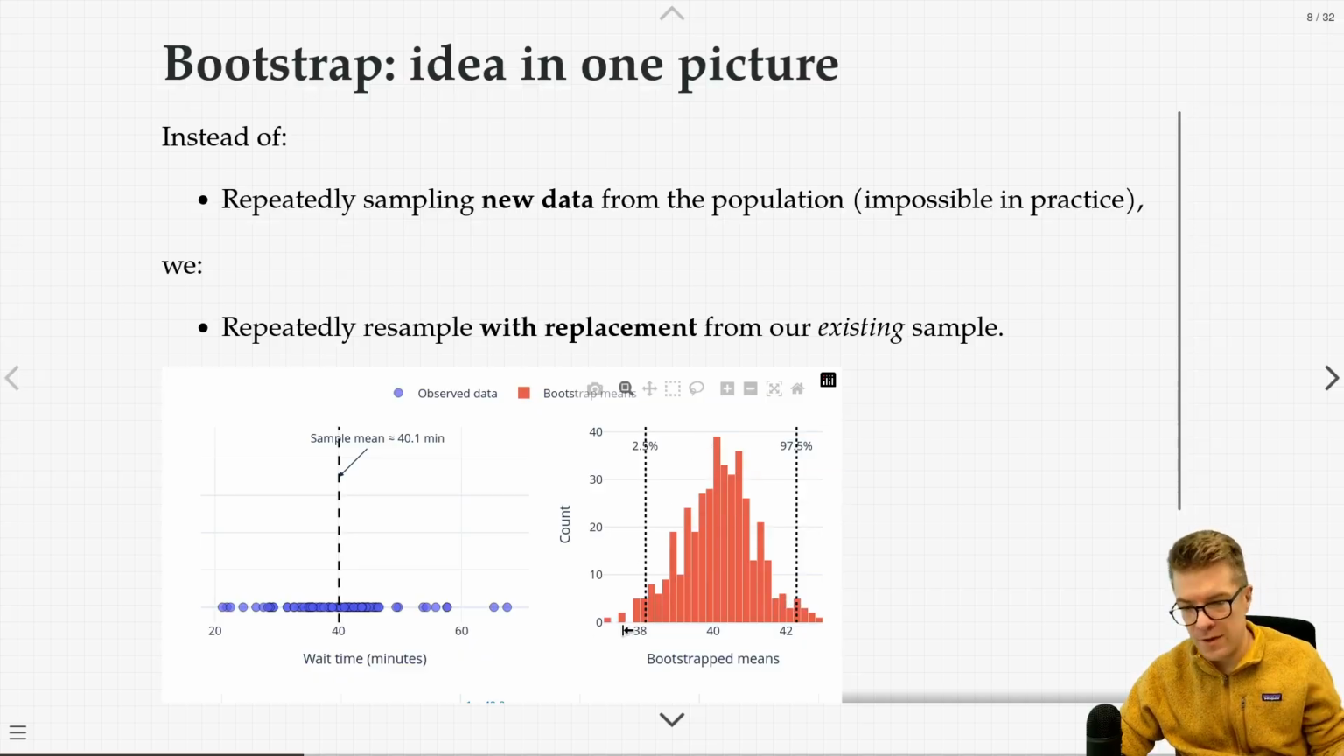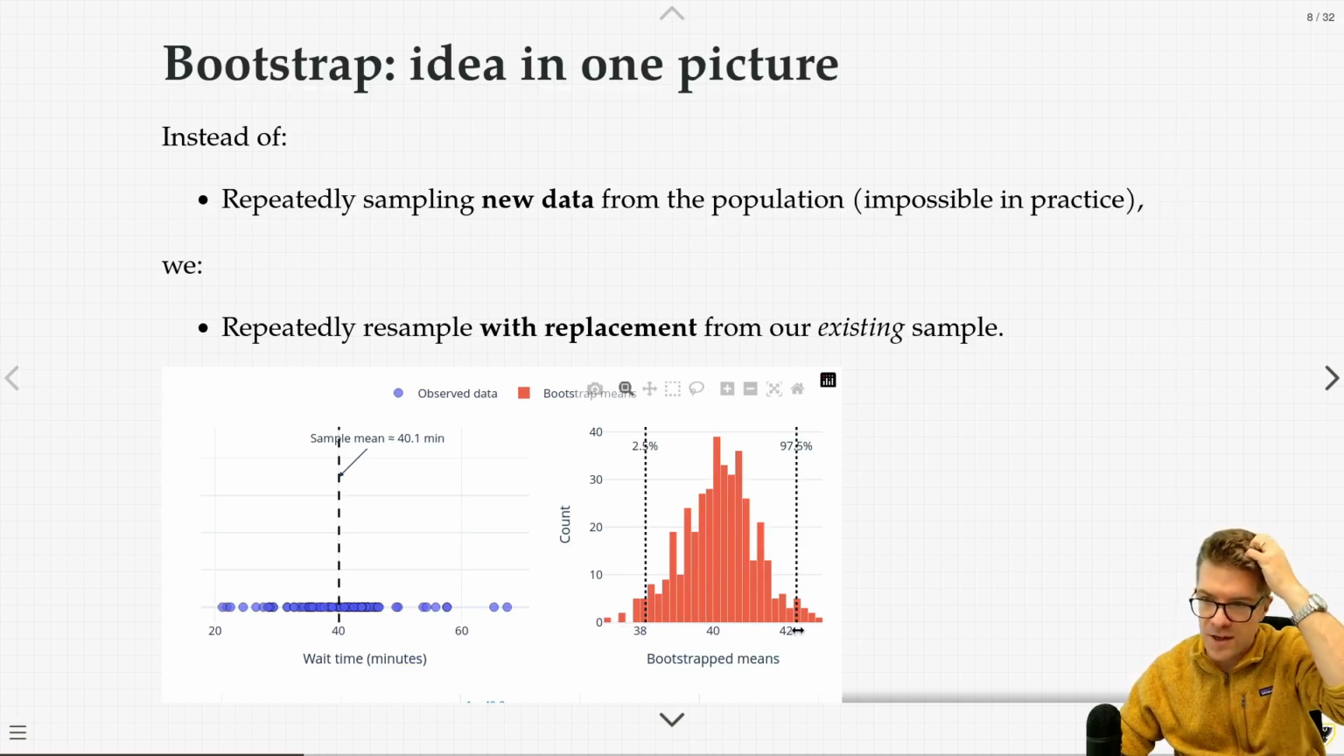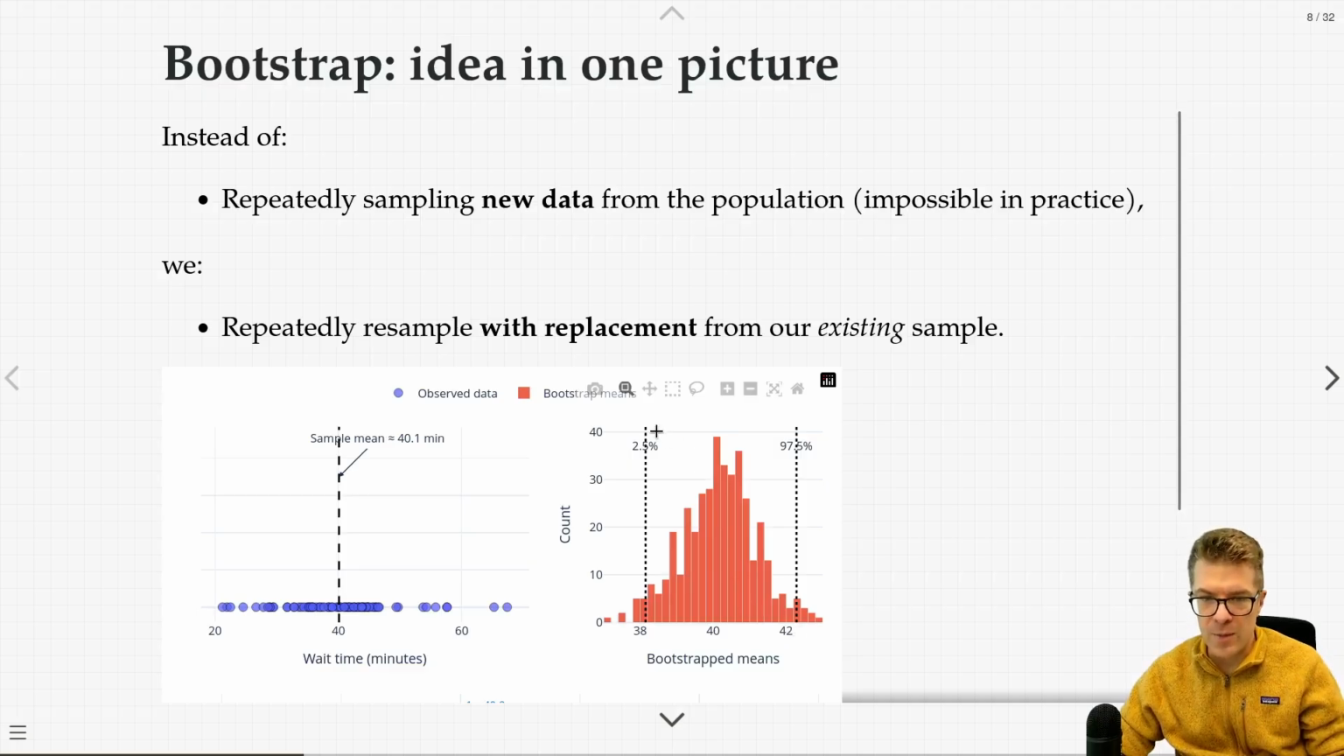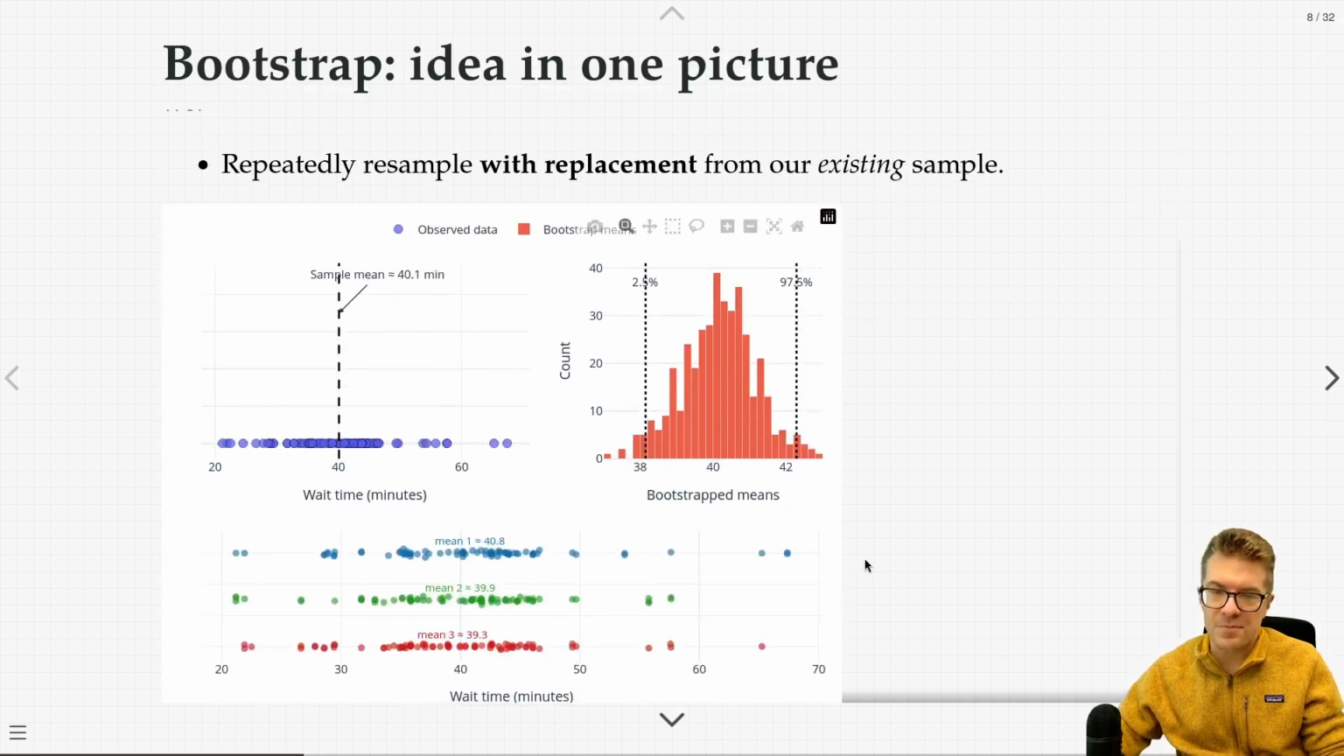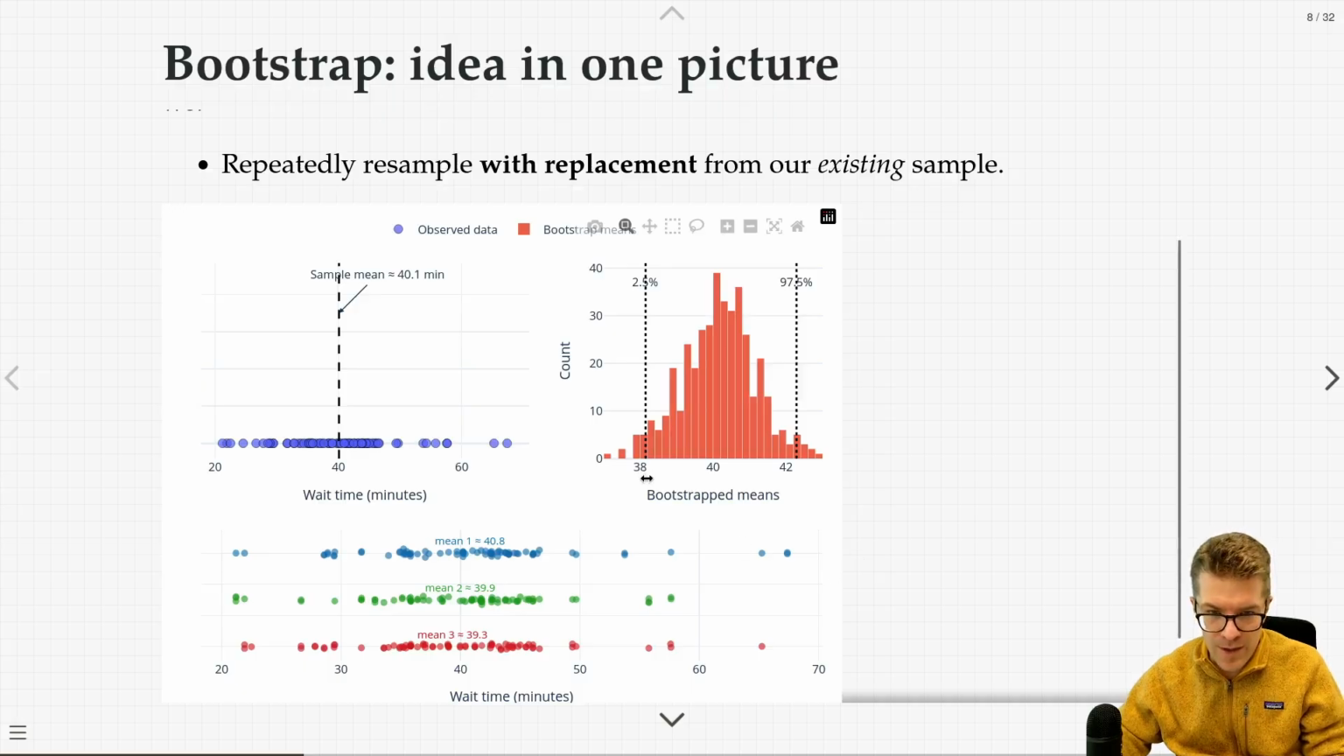Given a distribution like this, and given a sorting we can do, we can go back to the idea of percentiles and quantiles, and we can compute where the 2.5 percentile is and where the 97.5 percentile is, indicated here by these black bars. What that tells us is that everything between these two is 95% of the data. So 97.5% of the data falls before this black line on the right, 2.5% of the data falls before this black dashed line on the left. Therefore, everything in between is 95% of the data. So 95% of the time, the wait time will be somewhere between 38 minutes and 42 minutes, it looks like.